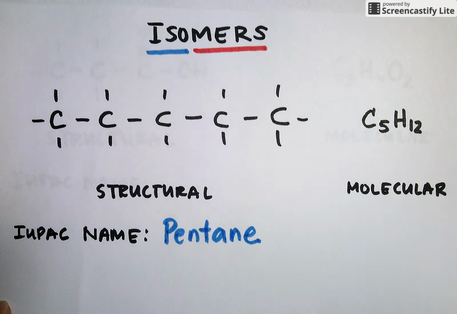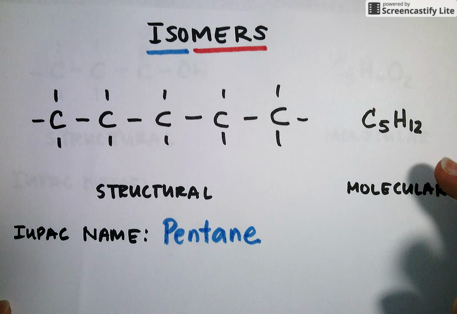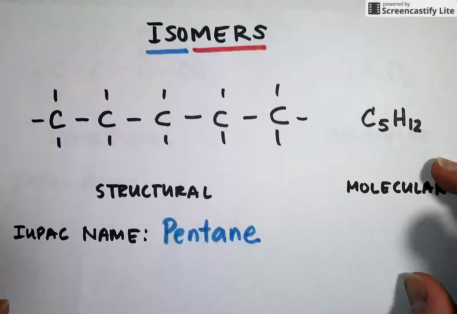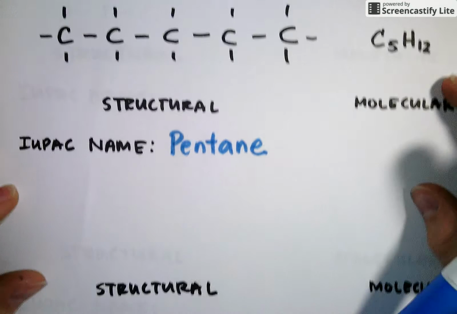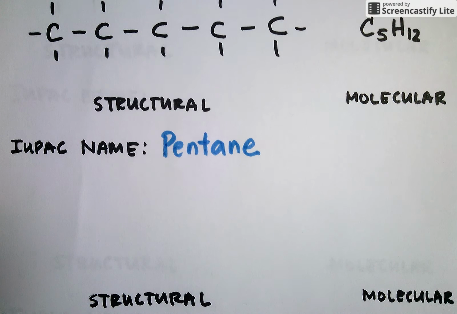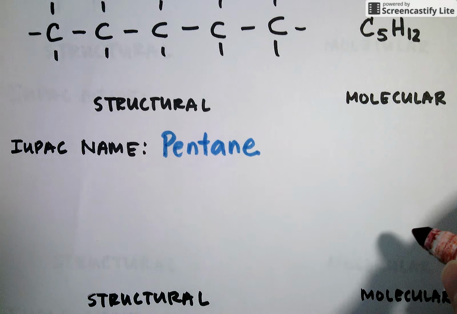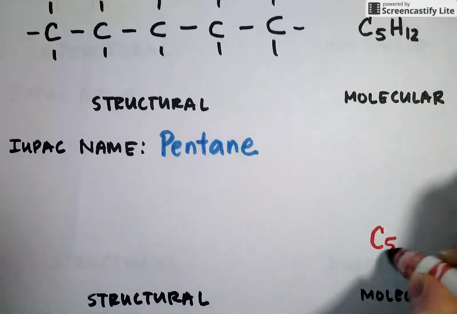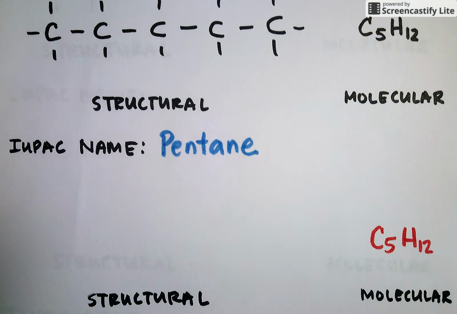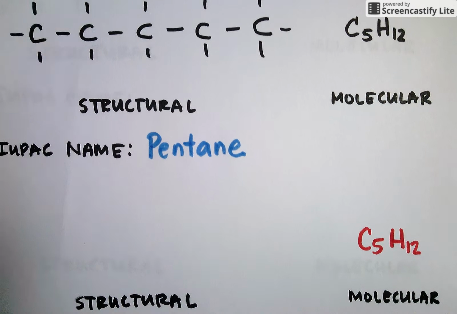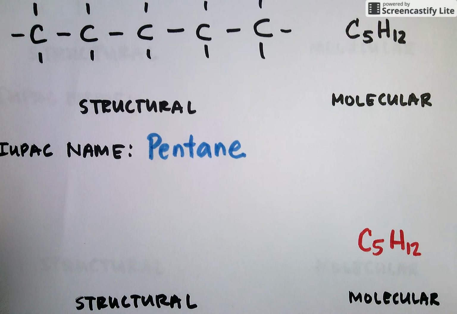And if I wanted to draw an isomer of pentane, what I'm going to do is take that same molecular formula and arrange those 5 carbons and 12 hydrogens in a different way so that I don't build pentane, I build something slightly different. So let's do just that. Let's take the formula C5H12. I know that has to be my molecular formula because otherwise it wouldn't be an isomer. And let's arrange 5 carbons and 12 hydrogens so that I don't get pentane.